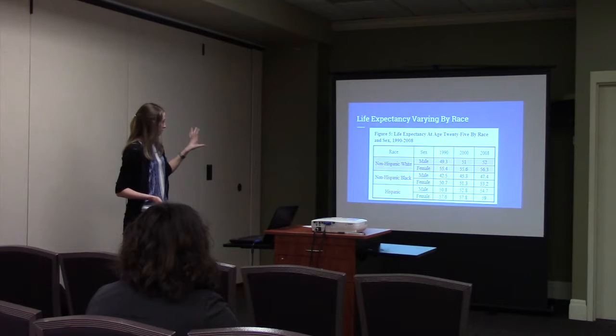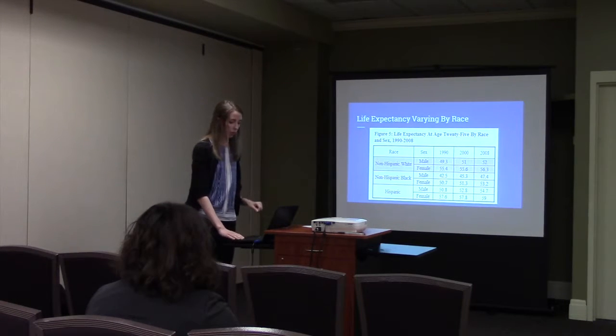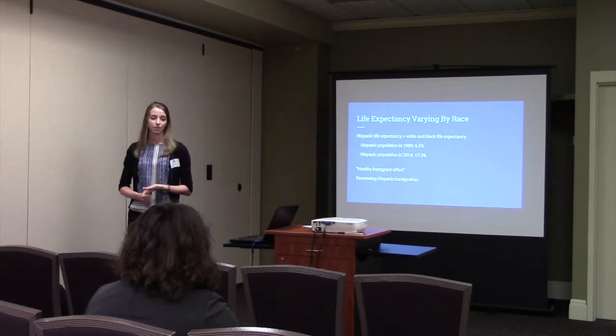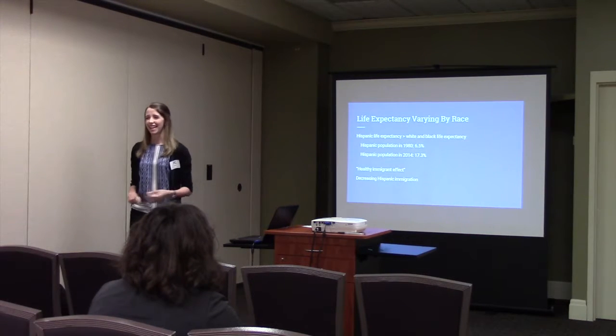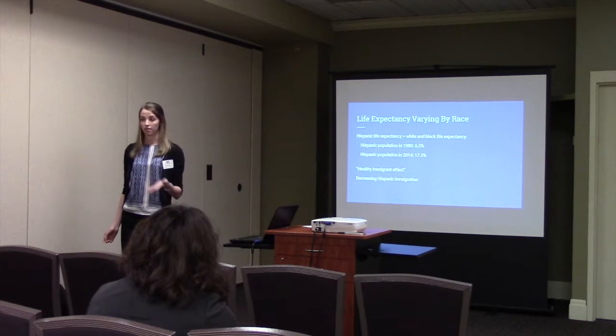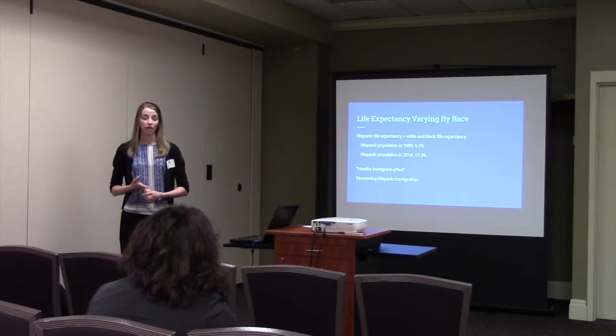By looking at it by race, you can see the highest life expectancy is shown by Hispanics, followed by non-Hispanic whites and non-Hispanic blacks. So to go into a little bit of why that is: the Hispanic population within the United States has been increasing in the past few decades. In 1980, this was at 6.5%, and in 2014, this increased to 17.5%. And a lot of this increase in this population has been due to immigration.